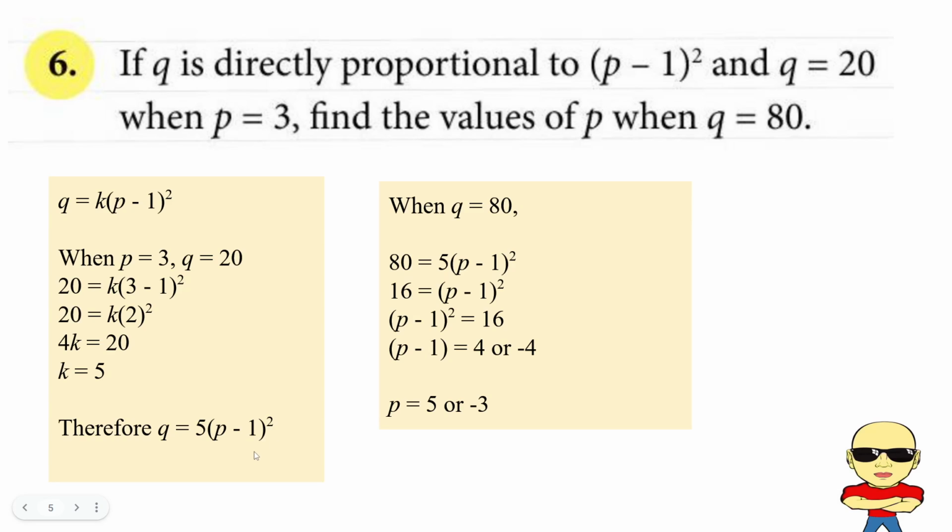So they want us to find the values of p, again values of p, so more than one possible value of p, when Q is 80. So we replace Q with 80, substitution. So (p minus 1) squared is 16. So p minus 1 is actually 4 or negative 4. So we add 1 to both of these possible results. So p equals 5 or negative 3.